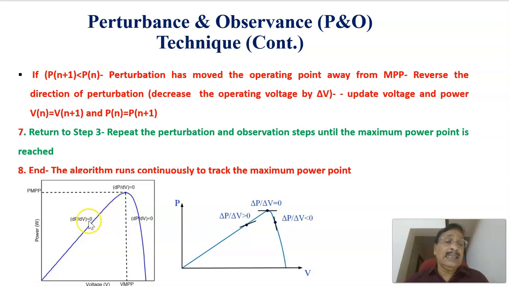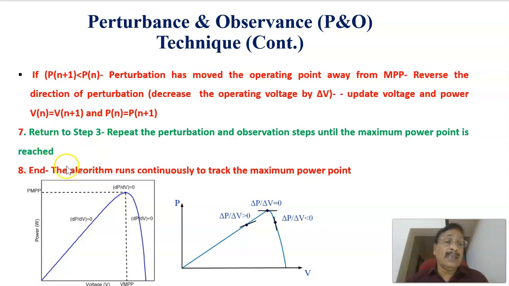And one more thing: in order to increase the voltage in a boost converter, you will be reducing the duty ratio. In order to reduce the voltage, we will be increasing the duty ratio. In a boost converter, it is like that. Therefore, point by point, you will be increasing, and it is reaching the maximum power.